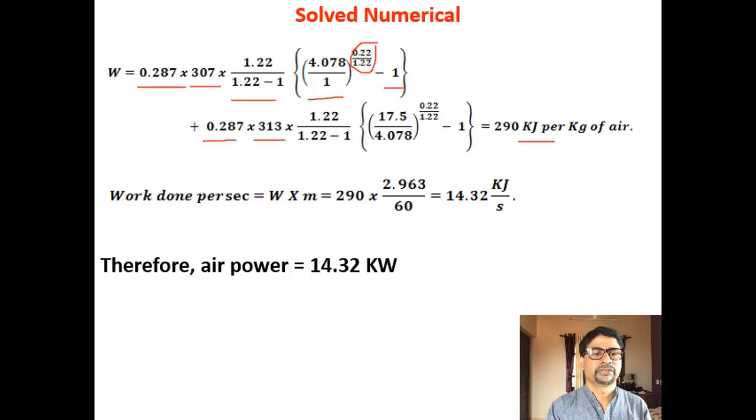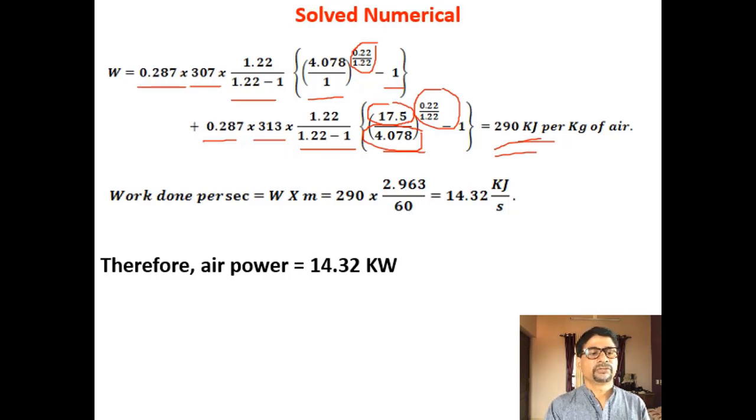Now the temperature of entry to the HP cylinder is 40, so 273 plus 40 is 313 Kelvin. So it is n, which is 1.22, divided by 1.22 minus 1. Here P3 by P2; see, this is P3, the final pressure, and this is the intermediate pressure or the intercooler pressure, to the power 0.22 by 1.22, minus 1. If you substitute, you will get 290 kilojoules per kg of air.